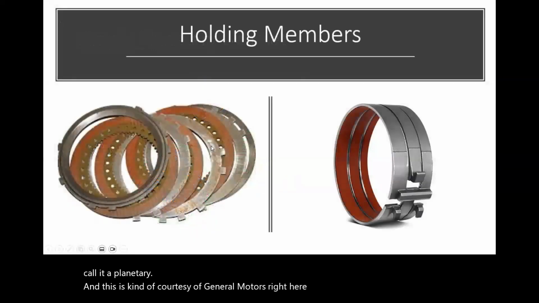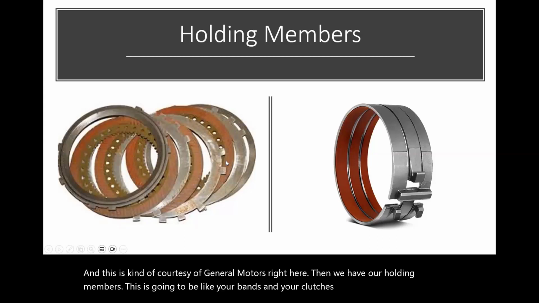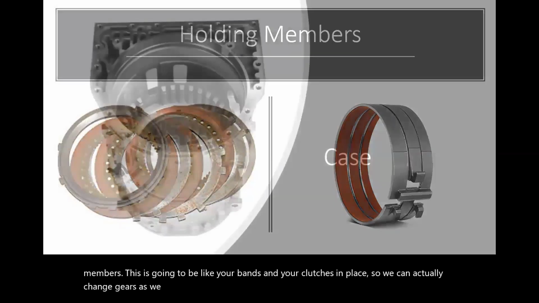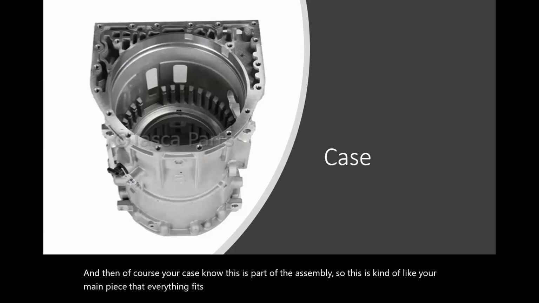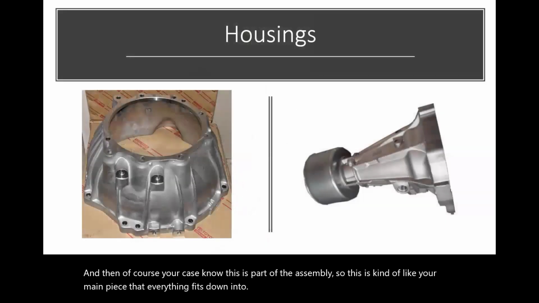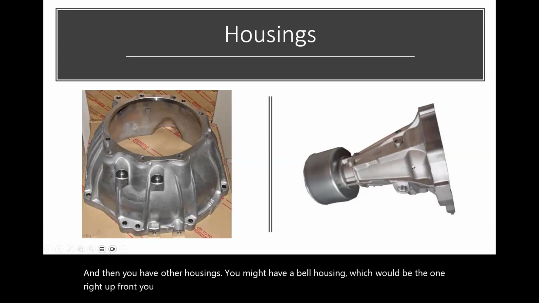Then we have our holding members. This is going to be like your bands and your clutches in place, so we can actually change gears as we go along. And then, of course, your case, this is part of the assembly. This is kind of like your main piece that everything fits down into. And then you have other housings. You might have a bell housing, which would be the one right up front. You might have a tail housing. Sometimes the whole case is all in one piece too.